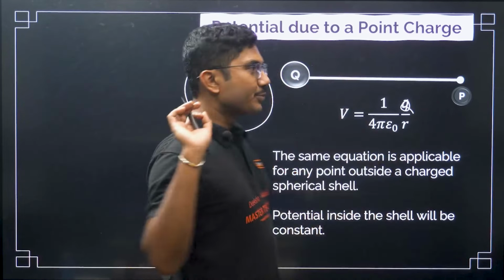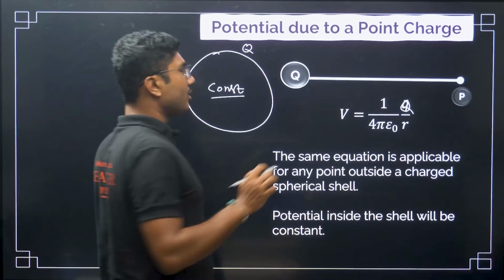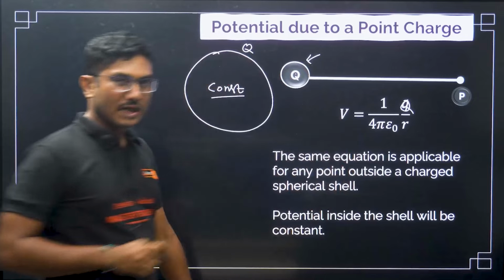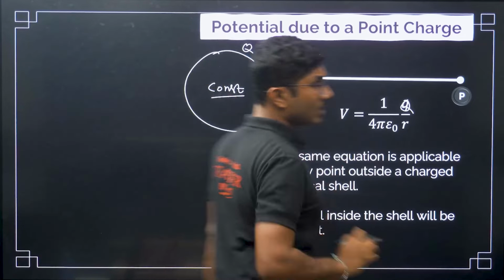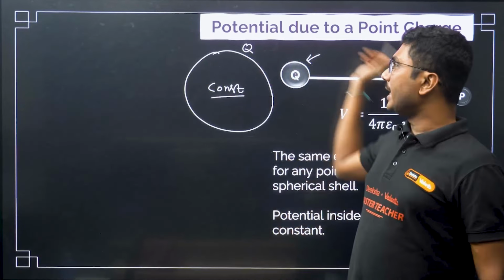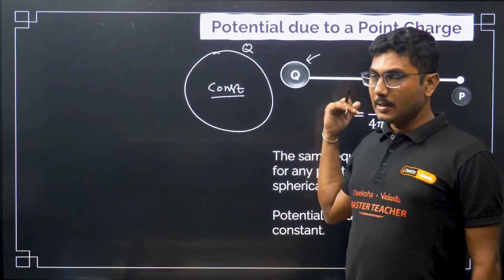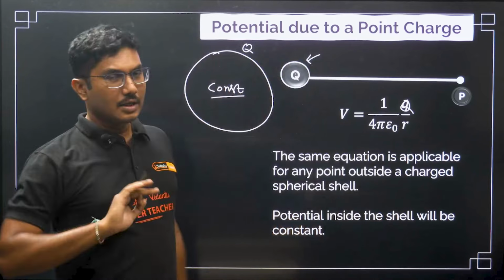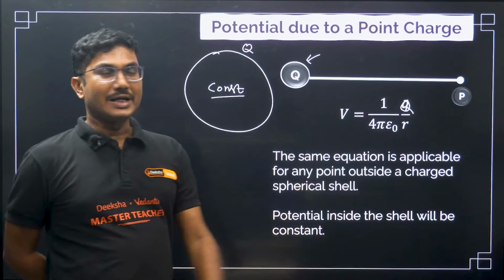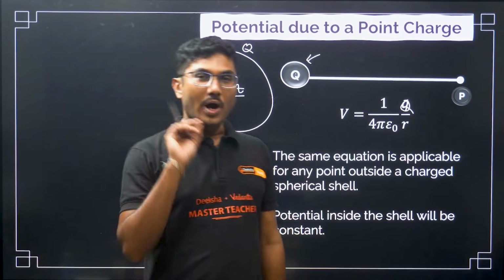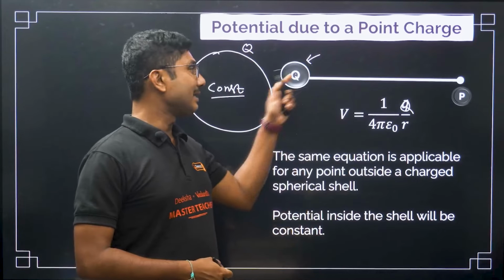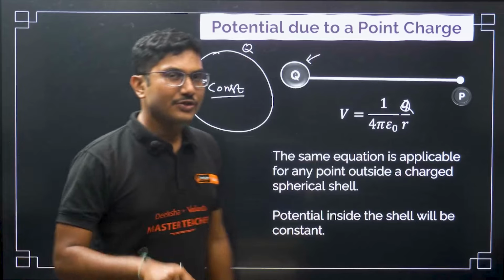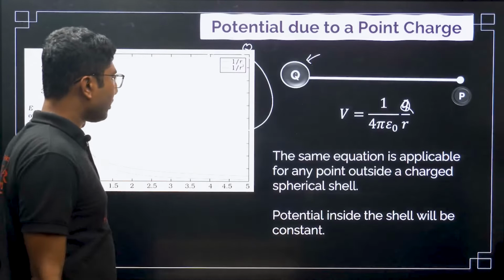Now there is a small question for my audience: what will be the potential at the exact point where the charge is located? For a spherical shell, outside it is equal to this equation, inside it is constant. So basically it is well settled for a spherical shell, but for a point charge, what will be the electric field exactly at the point of the charge? You can use this equation and find that out and mention the answer in the comment section of the video.